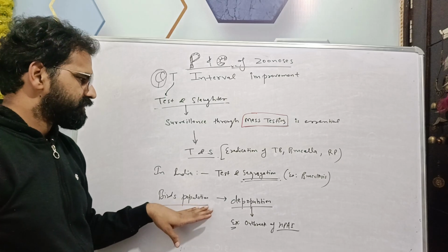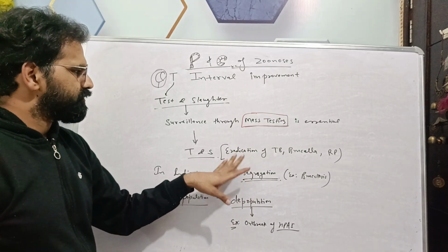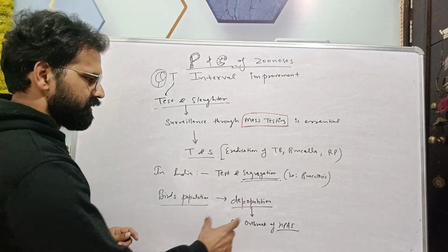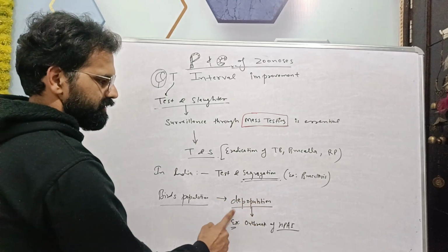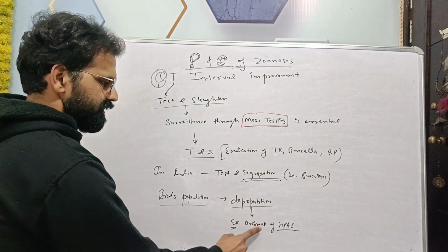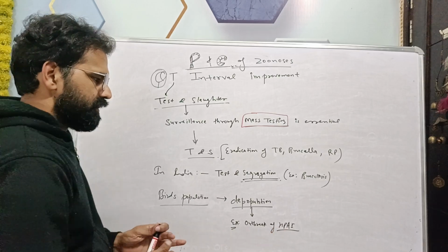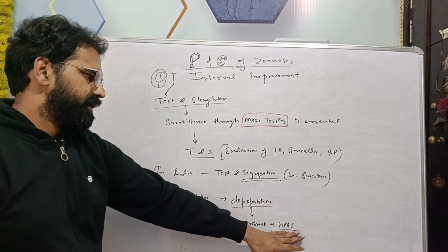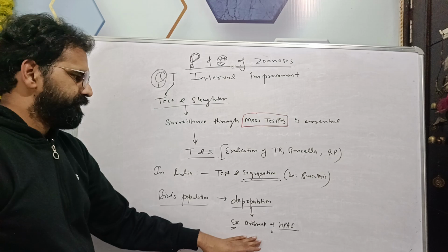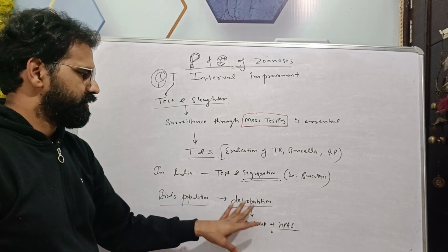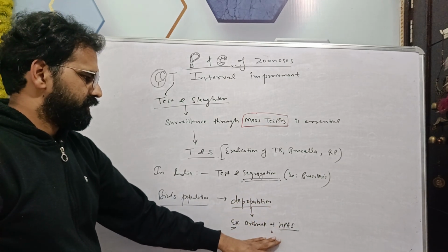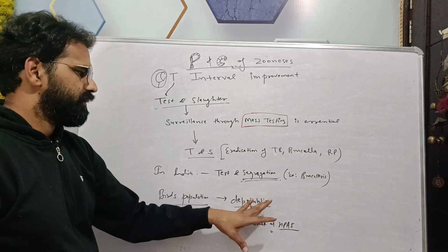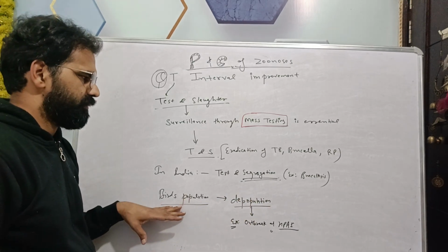For bird populations, the terms slaughter or segregation are not used. They use depopulation. For example, if there is an outbreak of HPAI, that is avian influenza, then the whole population is culled, and the term used is depopulation in case of birds.